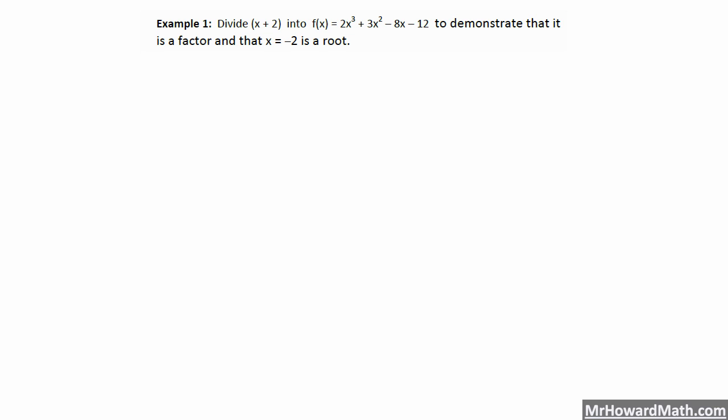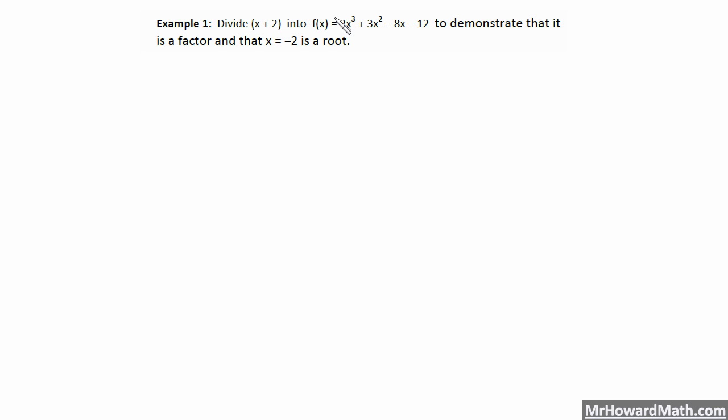Okay. So example 1 says divide x plus 2 into f of x equals 2x cubed plus 3x squared minus 8x minus 12 to demonstrate that it is a factor and that x equals negative 2 is a root. If x plus 2 will go into 2x cubed plus 3x squared minus 8x minus 12 evenly, then we know that it is a factor, and that would result in x equals negative 2 being a root. Remember, our roots are opposite of these signs here.